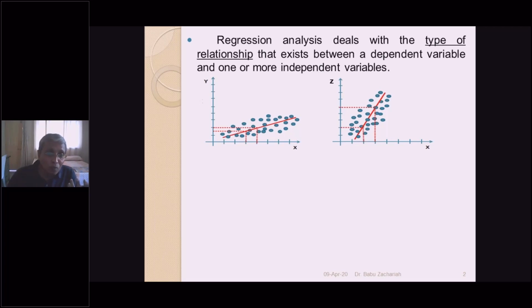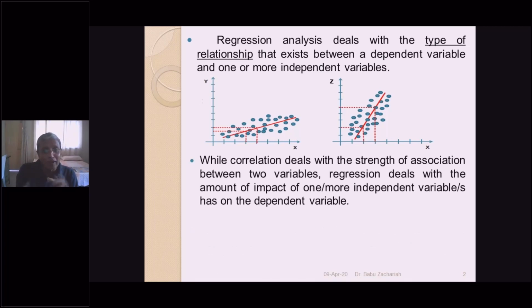Now, what is the difference between correlation and regression? In correlation, we deal with the strength of association between two variables. Means how close these points are coming to the line. If all the points fall on the straight line, we get correlation coefficient +1. When some points move away, the correlation coefficient decreases. So in correlation, we are bothered how close the points are to the line. Whereas here in regression, we are bothered about the slope of the line.